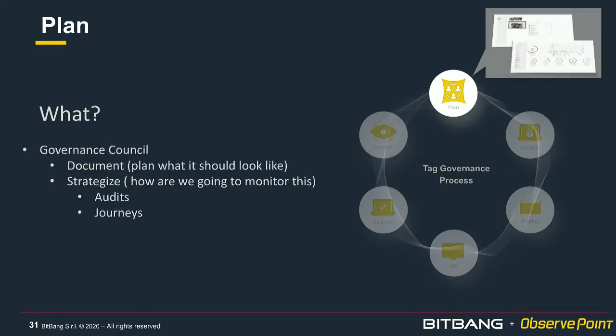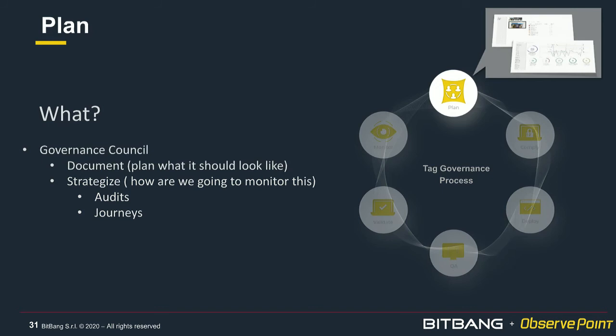So what does this Tag Governance Council actually do? Well, firstly, they should design and document what they want the data to look like. So they should say, we need a tag for analytics. We've chosen this as our vendor. We need a tag for A/B testing. We've chosen this as our vendor. And once you've naturally chosen your vendors and you keep on top of that, then following through the later stages of the cycle becomes very easy.